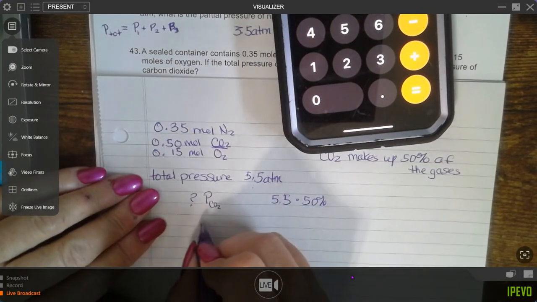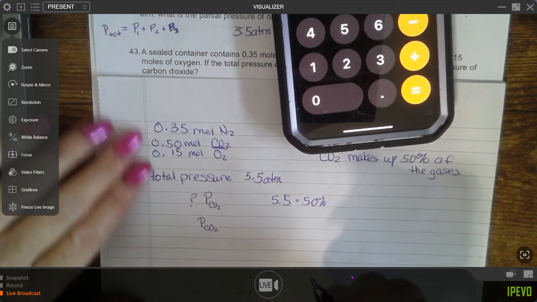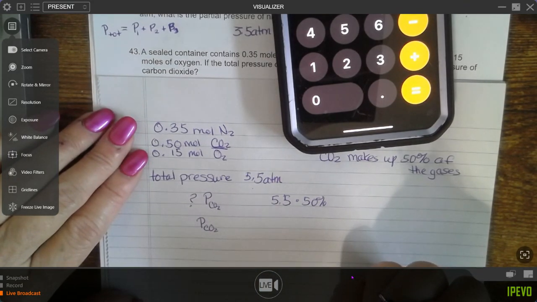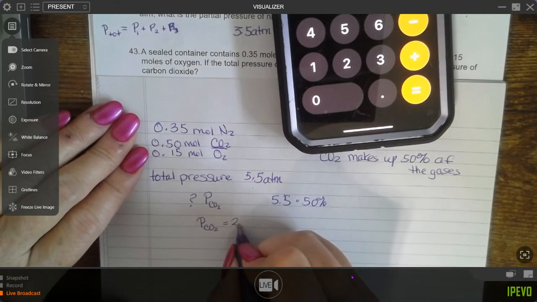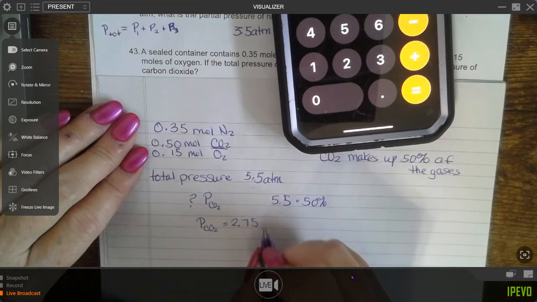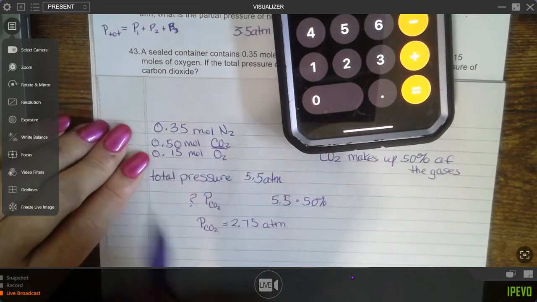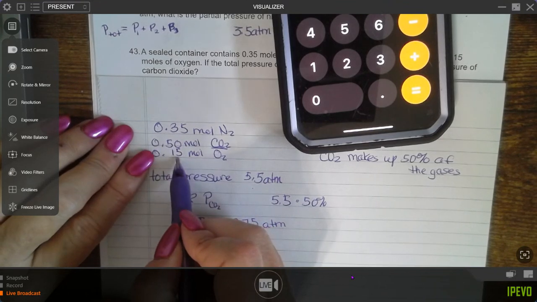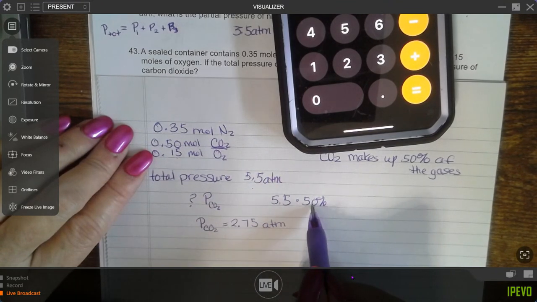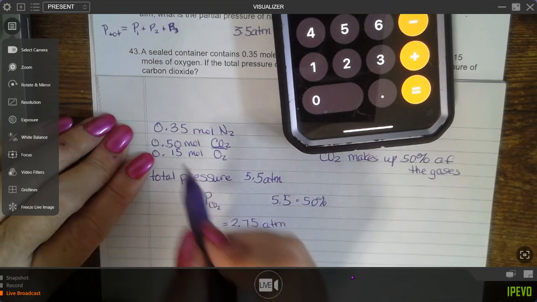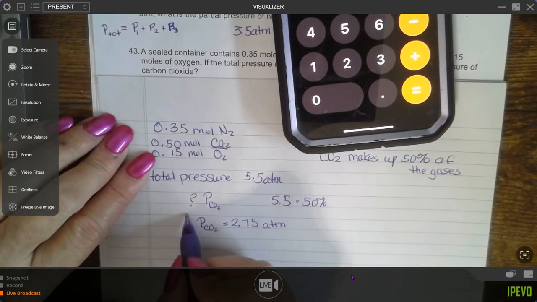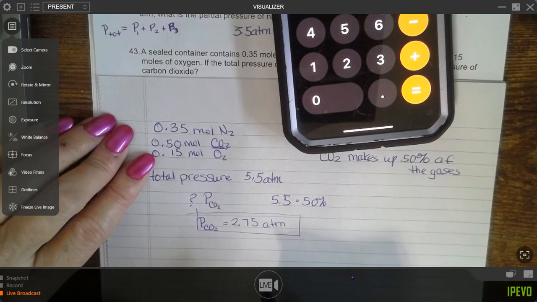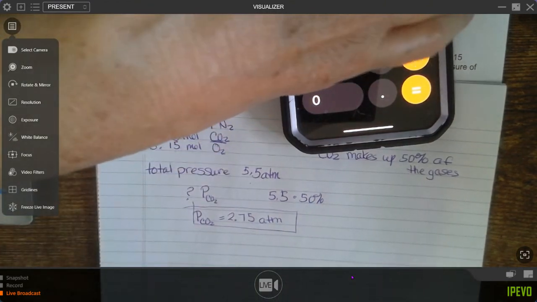So the partial pressure of CO2, okay, so for this, I can do 2.75 atmospheres. And the reason that I can do that is we were adding these, we weren't multiplying them. When we multiply them by 50%, we don't count that as our sig figs. When we add these, everything has 2 places after the decimal. Okay, so our answer is fine with 2 places after the decimal, so 2.75 atmospheres.